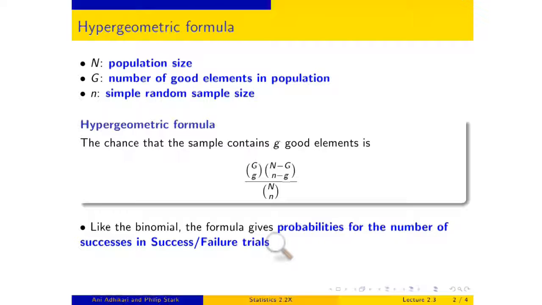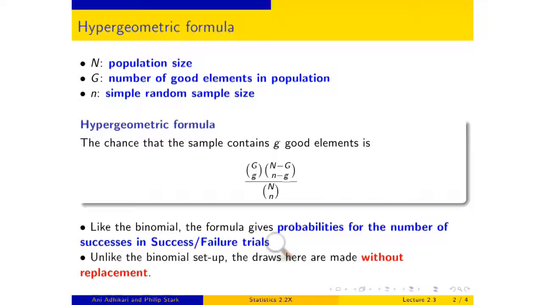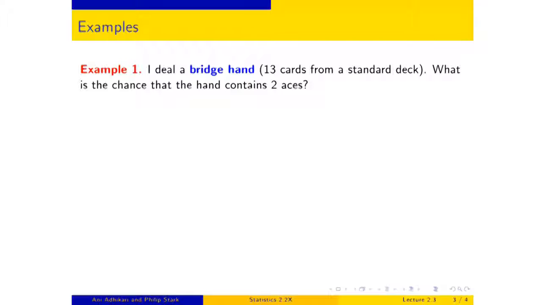But it's different from the binomial because in the binomial setup, the trials were independent. Coins, dice, draws with replacement, and now the trials are draws without replacement. So you've lost the independence. But you are still counting how many successes you have in a sequence of trials. A couple of examples now to make sure we can use this thing.